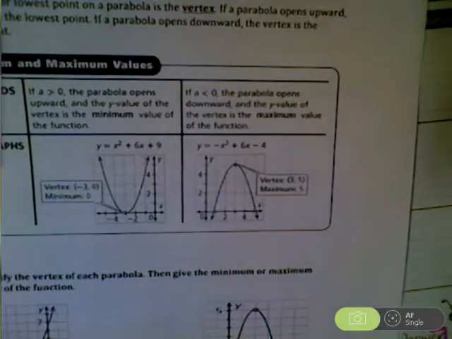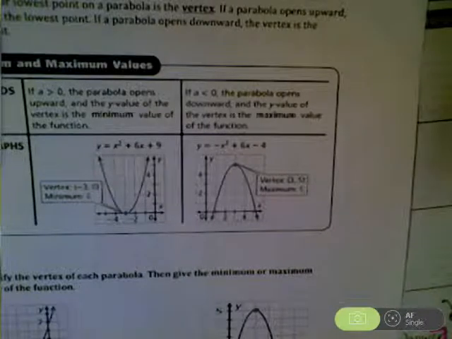All right, last thing from this section, if you'll turn to the very last page. Couple more things we have to know about parabolas. The first thing is called the vertex. The highest or lowest point on a parabola is the vertex. If a parabola opens upward, the vertex is the lowest point. If a parabola opens downward, the vertex is the highest point.